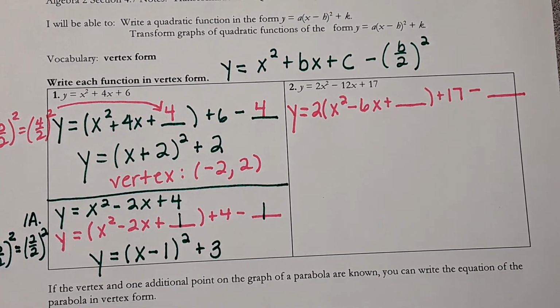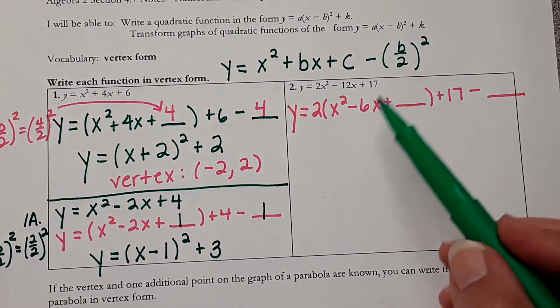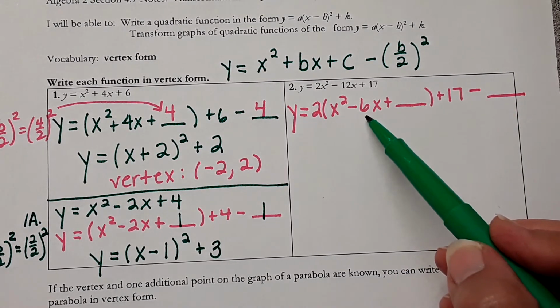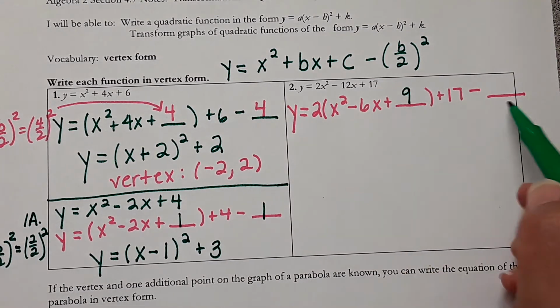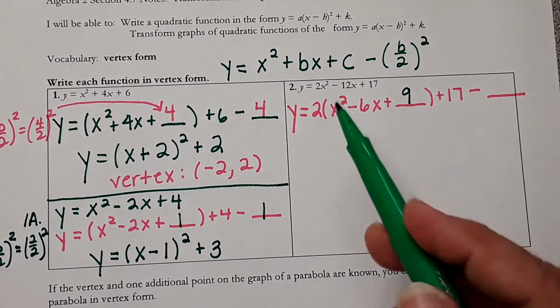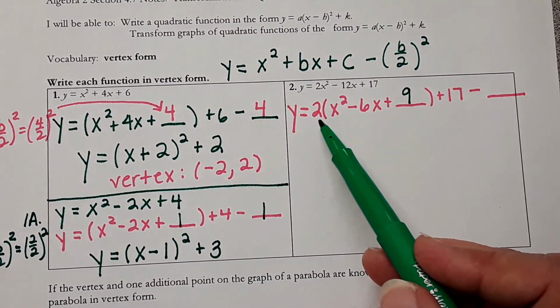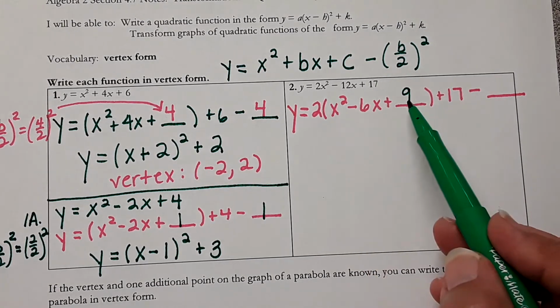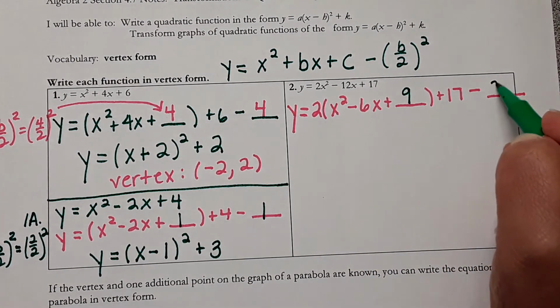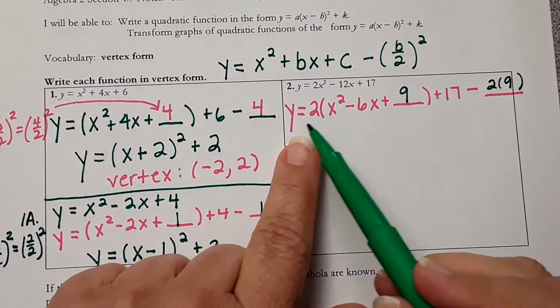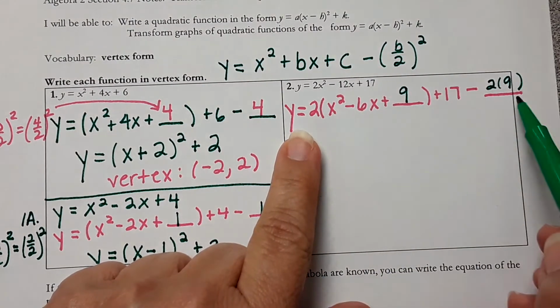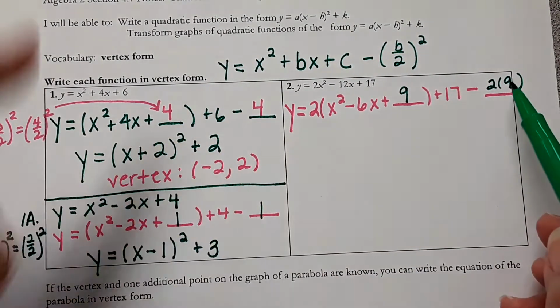Okay, so we're going to do the same thing we did before. What is half of 6? And 3 squared is 9. This is the biggest one right here, where most kids make their mistake. You guys remember I told you we pulled out the 2, right? Well, 2 times 9 is, so we're going to put 2 times 9 here. I always think of it as, I have to do 2 times 9 to get to this blank. So 2 times 9 is 18.